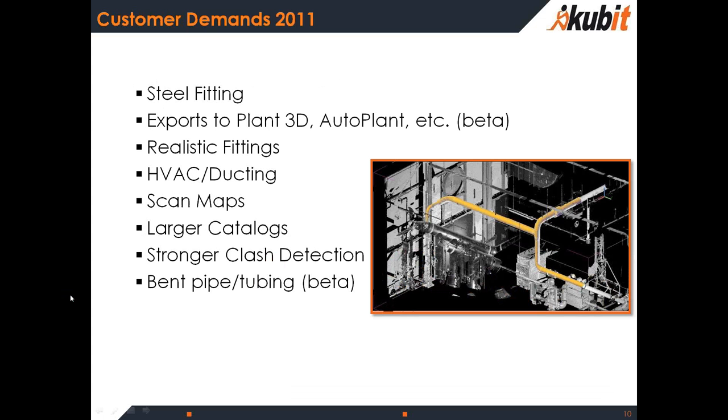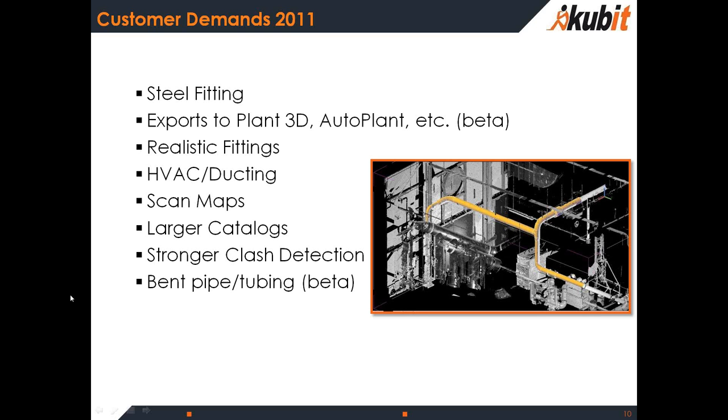So what were some of the customer demands in 2011? And this is following the original release of PointSense Plant. By far and large, I think the largest request was steel fitting. This was something that we wanted to have in the original release. It's a lot of work to make sure that we do it right, but that was definitely the most popular request. People also wanted to have exports to their design packages like Plant 3D, AutoPlan, etc.